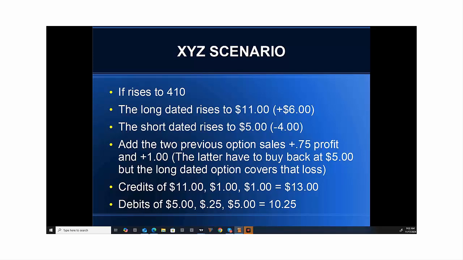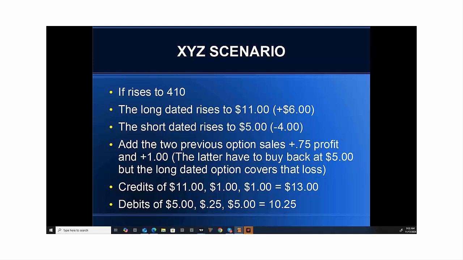But the short dated, it rises to $5 because it's a 405, right? And it's at expiry now. So the difference between the 410 where it is and the 405 strike at expiry is $5. So we have to buy this one back. We're going to lose $4. But we made $6 here.